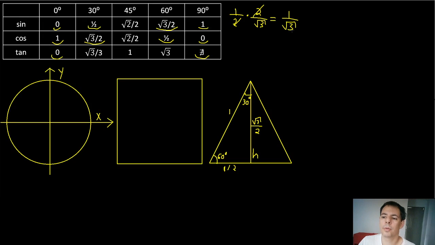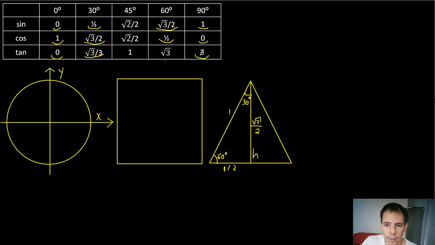But you don't want to leave a square root in the denominator. So you multiply the whole thing by square root of 3, okay? Now, 1 times square root of 3 is square root of 3. And square root of 3 times square root of 3 is 3. That is why the tangent of 30 is square root of 3 divided by 3.